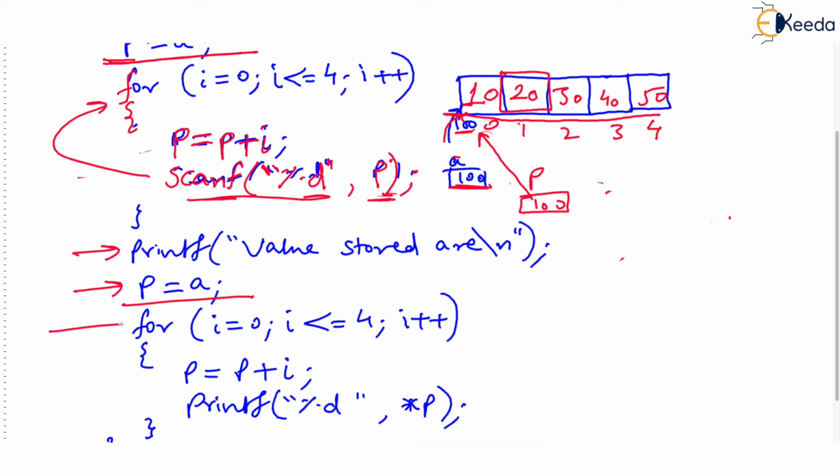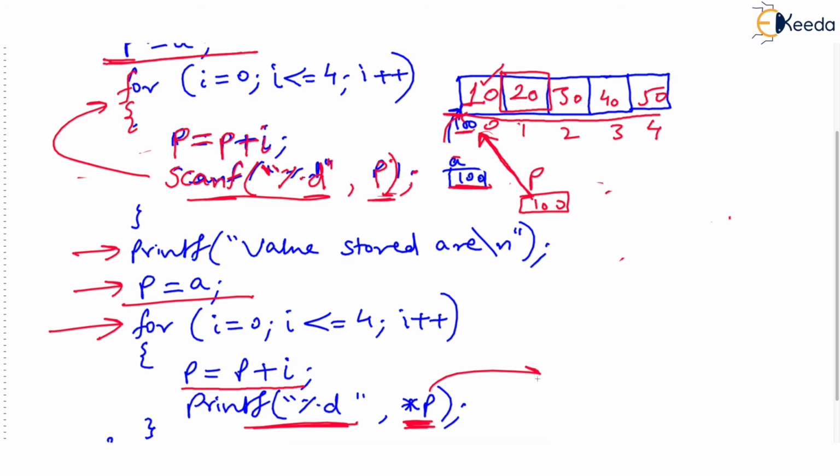Just check the for loop. Keep i as 0 first time. So this line will be p is p plus 0, which means p remains unchanged, p remains 100. And then we are printing an integer. But what is the integer we are printing? Asterisk p. Asterisk p means the value to which p points, and the value to which p points is 10.